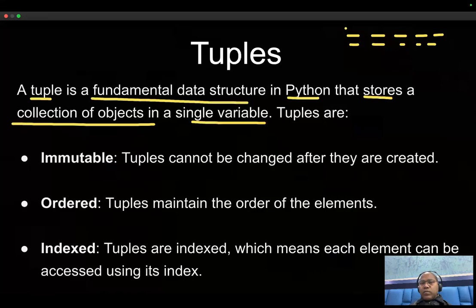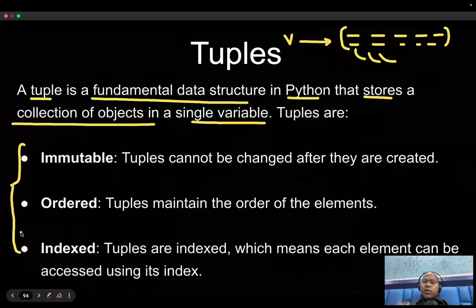Instead of creating many variables for each value, I am going to create only one variable, that is a tuple variable, that points to the group, the collection of objects. Here an object can be data, a message, any type of value you can say. So these are some key points you have to remember whenever you are working with tuples.